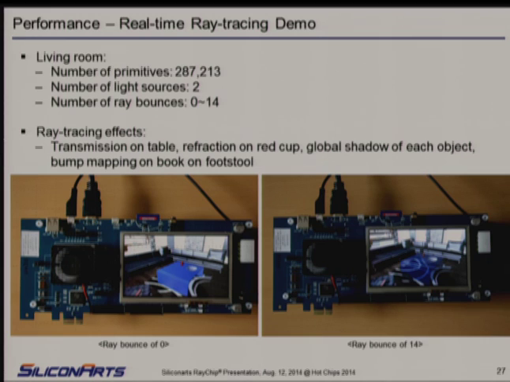Here's another demo called Living Room. The left-hand side image shows a bluish opaque table and entire objects without shadows. On the other hand, the right-hand side image shows natural light effects depicted on the transmitted table, refracted cup, and global shadows for all objects shown in the scene.